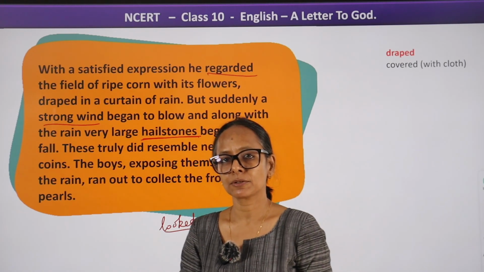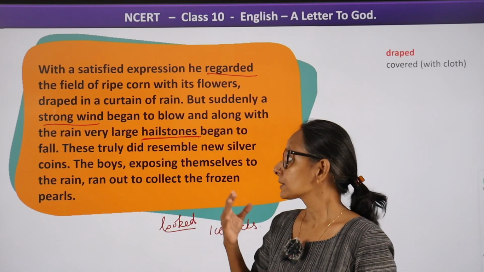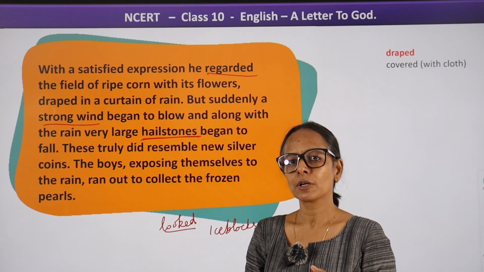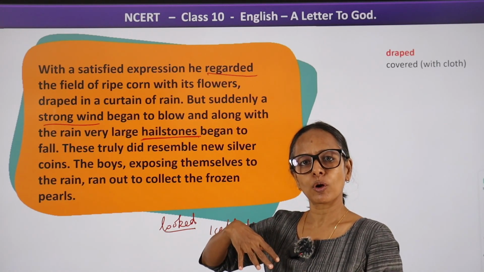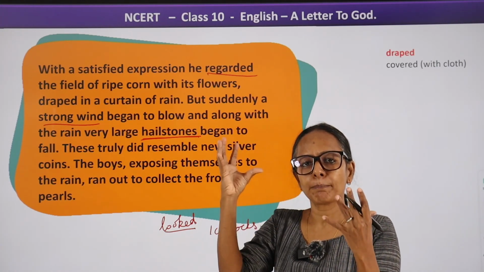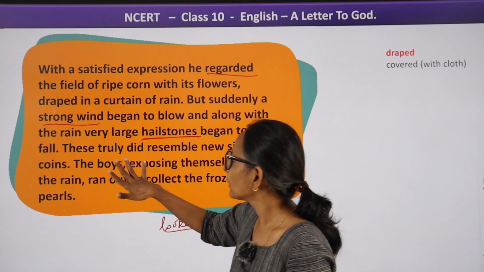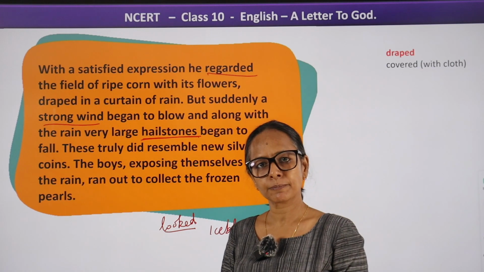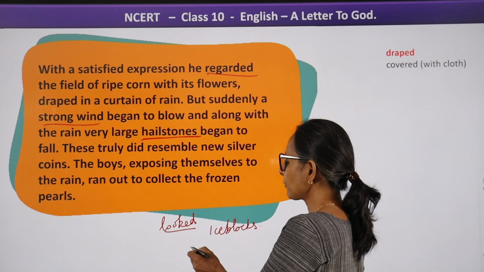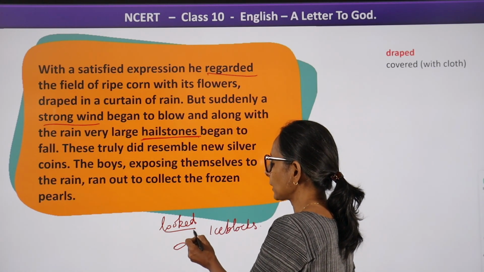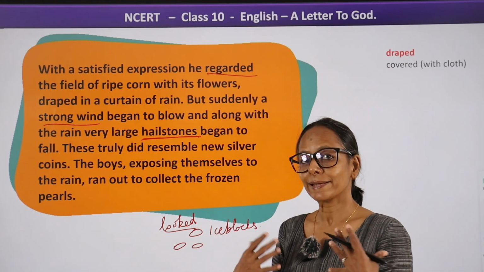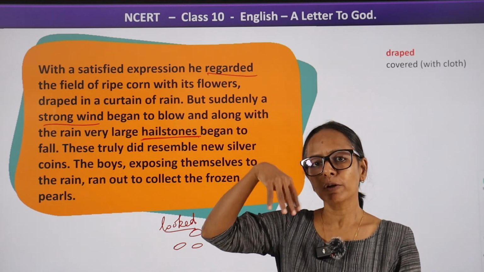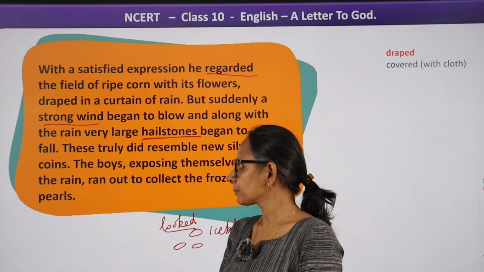So what happened now? The rain that was falling, suddenly what happened? Strong wind began to blow, and along with that, these hailstones began to fall, meaning blocks of ice, small and big rocks of ice began to fall from the sky. These truly did resemble new silver coins. How did they appear? Because they were like small pebble rock-like structures, these ice balls, and they're silvery in color. They did really look like silver coins. So it appeared like silver coins are falling from the sky.